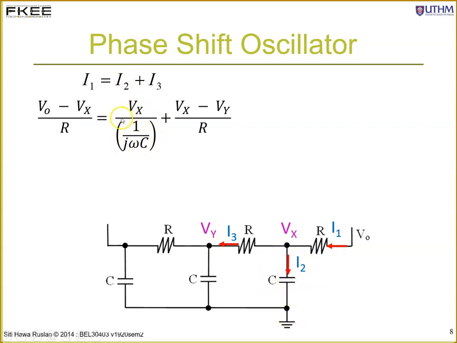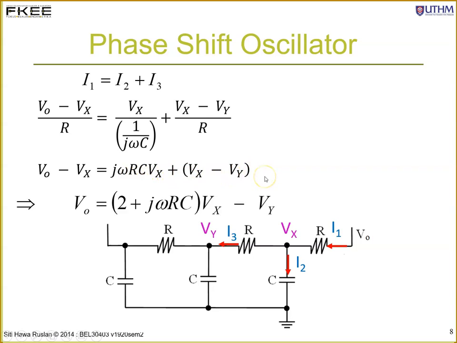Right here, Vx divided by 1 over j omega C, plus I3 flowing from Vx to Vy, so (Vx minus Vy) divided by the resistance R. Simplify the equation, bring over j omega C on top, R cross multiply, you have Vo minus Vx equals j omega RC Vx plus in bracket Vx minus Vy. Simplify it further, you have Vo equals in bracket 2 plus j omega RC multiplied with Vx minus Vy. So you have one equation at this node.